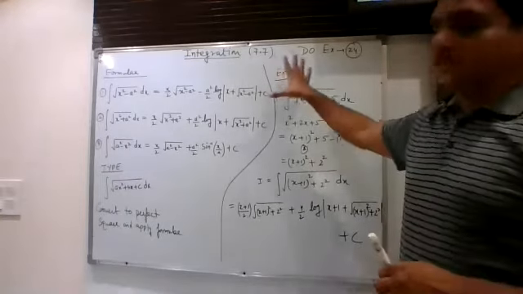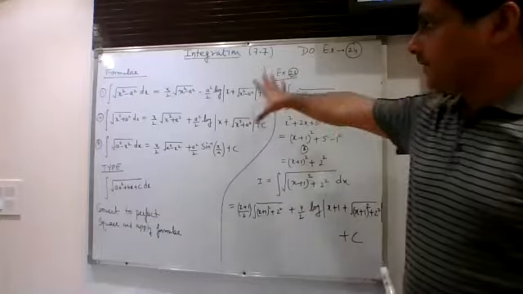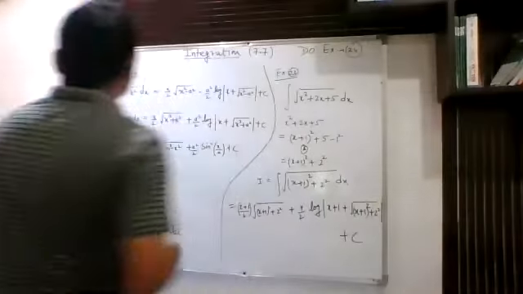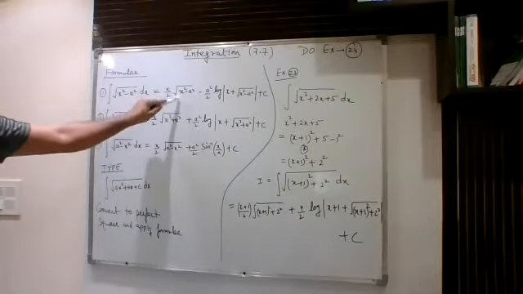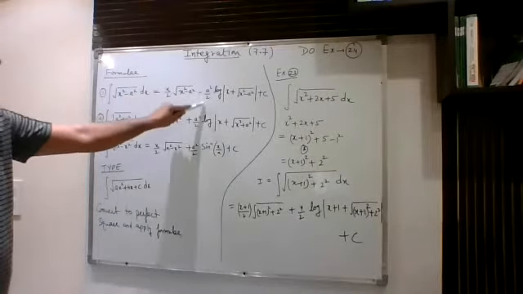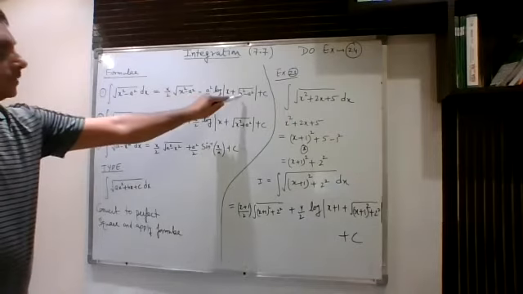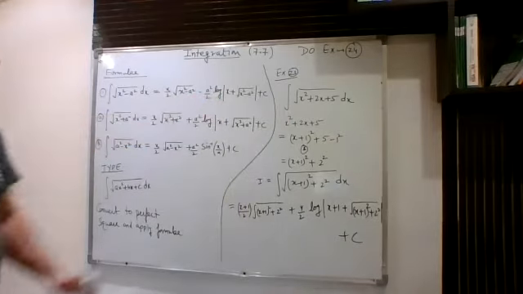Okay, so this is a 7.7 exercise. So we have these three formulas. First one is under the root of x square minus a square dx. So it will be x by 2 under the root of this expression minus a square upon 2 log x plus under the root of x square minus a square plus c.